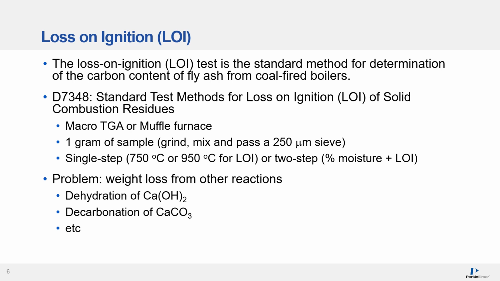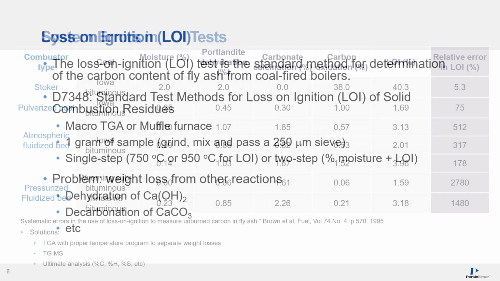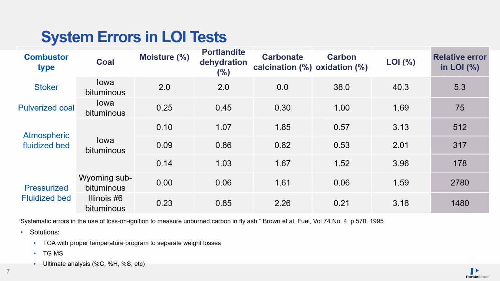The problem with this standard method has long been known, because the weight loss can come from other reactions, such as dehydration of calcium hydroxide or decarbonation of calcium carbonate, in addition to the loss of carbon. This table summarizes those errors in the LOI test of various coals. The weight loss due to dehydration and carbonate calcination is comparable to, or even higher than, the loss of unburned carbon. Therefore, the loss on ignition results can bear significant errors. More details of this study can be found in the reference given at the bottom.